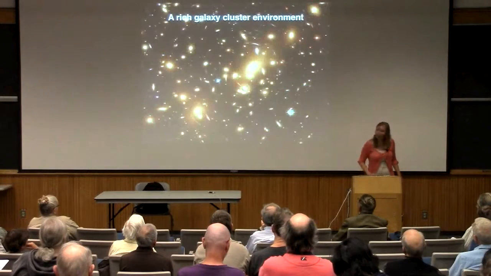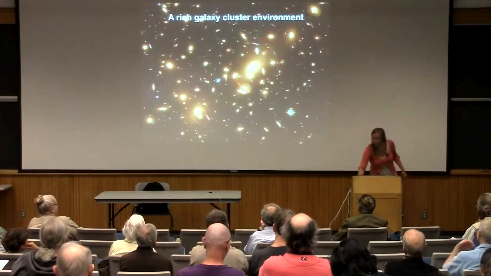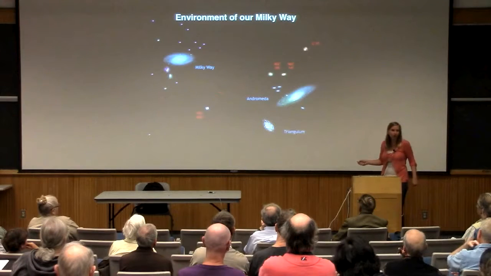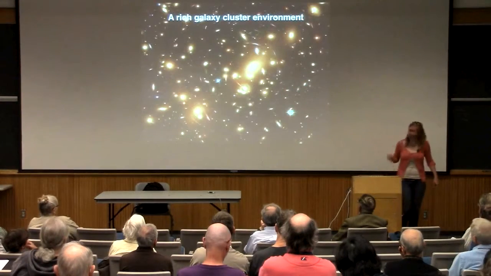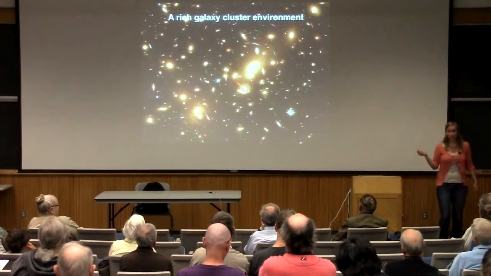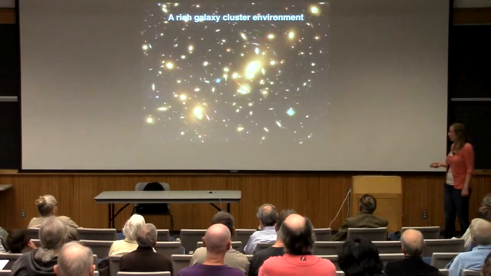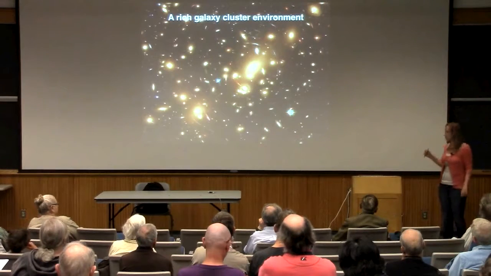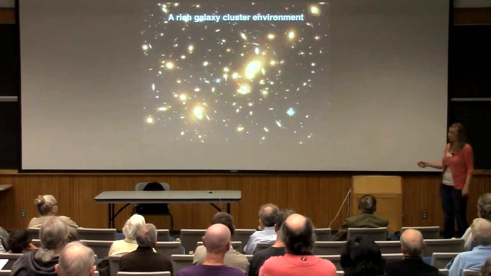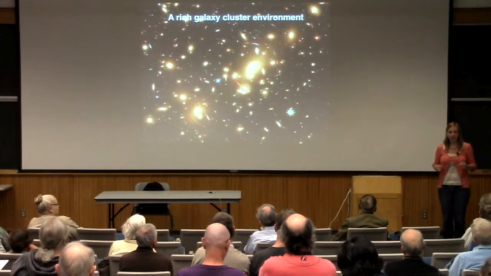See? Just to be fair, this is not a real image, right? This is more like how we think it looks from afar. But this is a real photo taken with the Hubble Space Telescope. And this is a very, very dense environment in the universe. And you see it's full of these elliptical galaxies. This is what we call a cluster of galaxies.